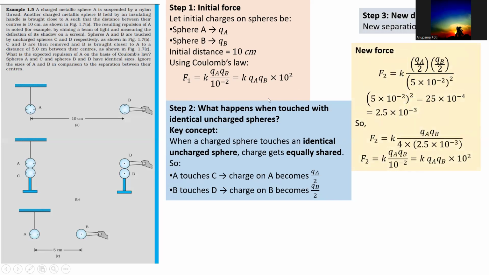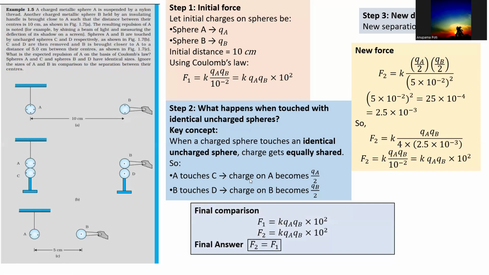Force is equal to the same formula, K, charge on A, charge on B, by separation squared. Charge on A is QA by 2, charge on B is QB by 2. The separation also becomes half, that is, the original separation 10 now becomes 5, so 5 into 10 to the power minus 2 whole square. If you simplify this, you get K QA QB by 10 to the power minus 2. Now we compare this with the original force. What is your conclusion? The original force and this force are both the same, K QA QB into 10 to the power 2. That is, F1 equals F2.